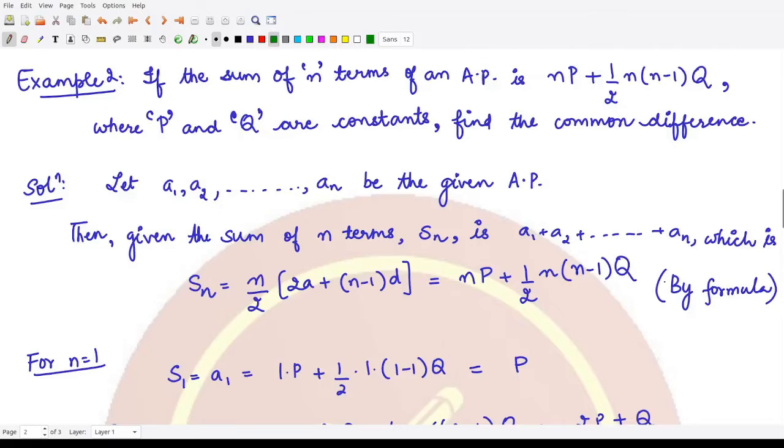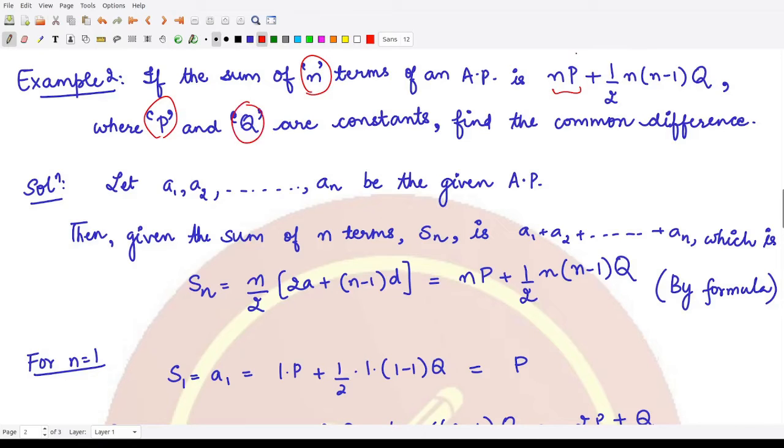In this video, we shall be looking at another question, some problems based on calculating the sum of n terms of a given sequence, which is an arithmetic progression, an AP, correct? So the question here is, if we are given the sum of the first n terms of an AP, which is given to be n into p plus 1 by 2 n minus 1 times q, where p and q are given to be constants.